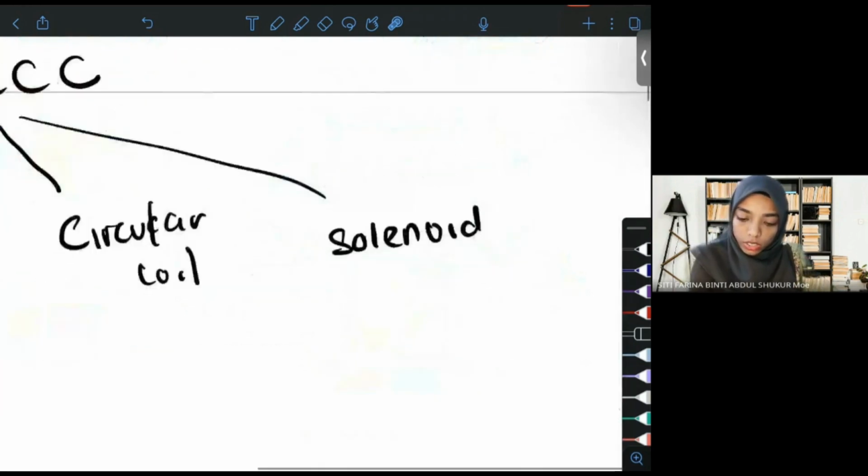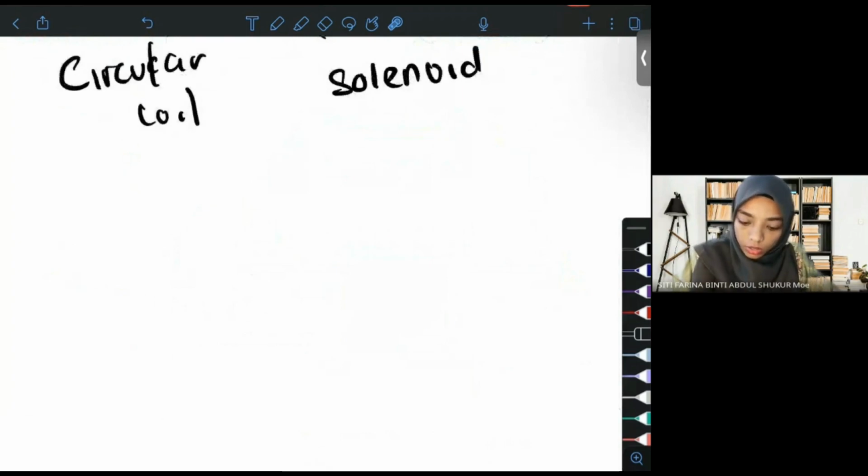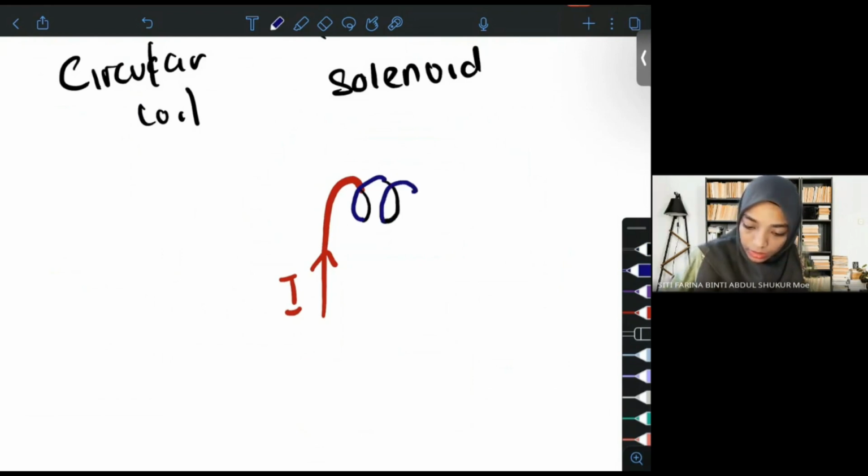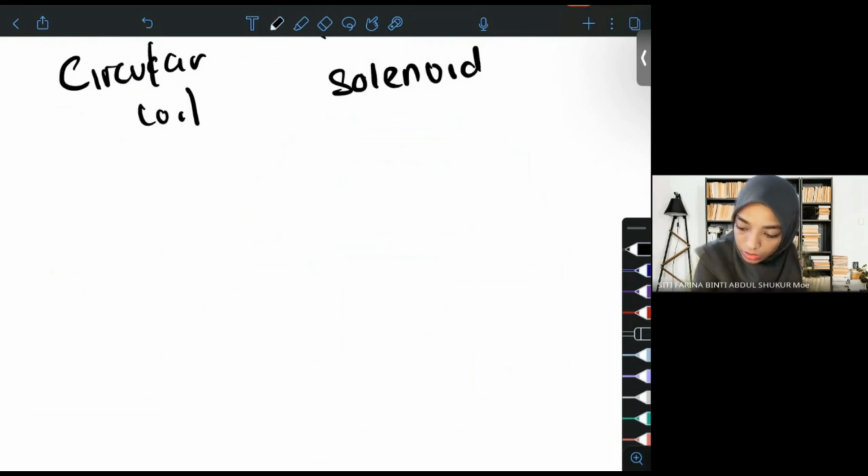Untuk case solenoid, awak kena hati-hati cara lukisan solenoid. Okay, let's say this is your current yang tengah naik dekat bahagian solenoid. Ini I. Okay, solenoid kamu ni dia akan pusing buat satu bulatan lingkaran yang banyak-banyak. Okay, so bila dia pusing, dia ke belakang, lepas tu dia akan ke depan buat bulatan. Belakang, depan. Okay, kejap. I use this approach.